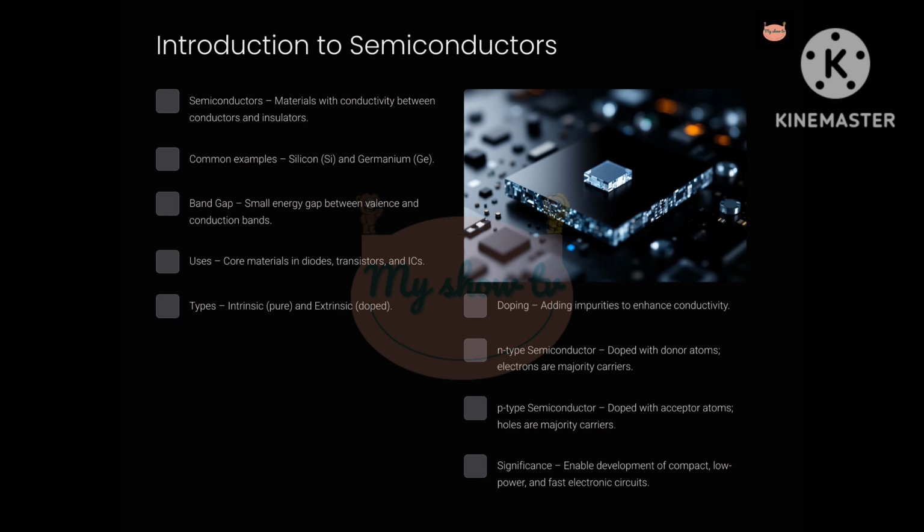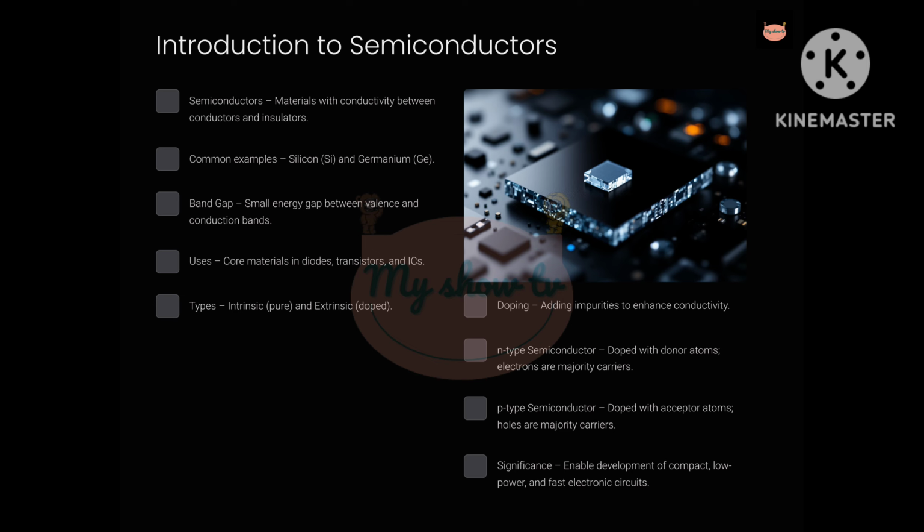Slide 1. Introduction to Semiconductors. Let us begin by understanding what semiconductors are. A semiconductor is a material whose electrical conductivity lies between that of conductors, like copper, and insulators, like rubber. It doesn't conduct electricity as freely as a metal but can conduct under specific conditions, making it ideal for controlling current. The most common examples of semiconductor materials are silicon, Si, and germanium, Ge.